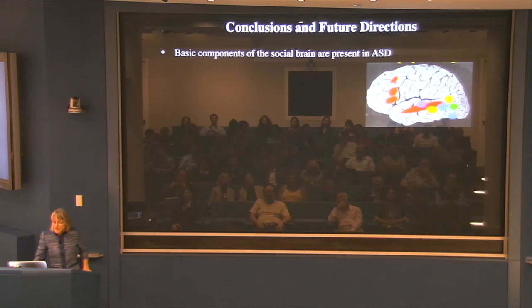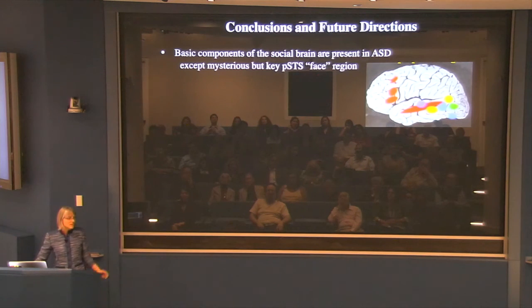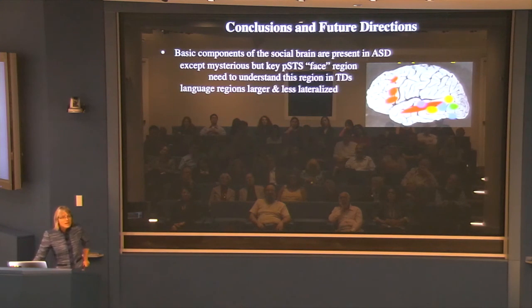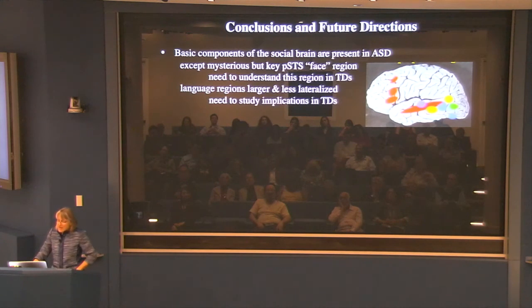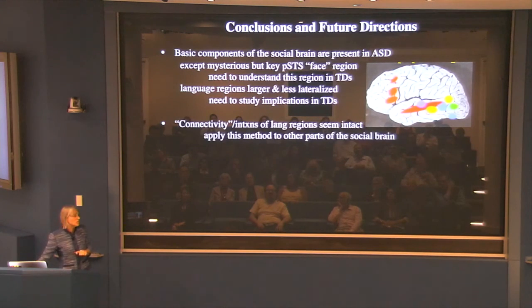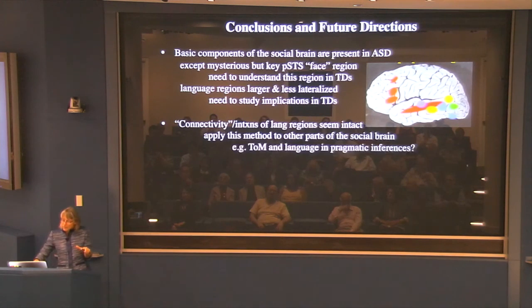Okay, so to wrap up, where are we? I would argue that the basic components of the social brain are pretty much present in people with autism, except possibly for that STS face region that isn't a face region. And I think we need to understand that region much more in typical subjects. There's a few subtle differences, like the language regions are slightly larger, they're less lateralized, and I think we need to know what the size of language regions and their lateralization means in typical subjects to understand that better. In terms of the way these regions interact, those look very similar from that resting functional study that I showed you for the language system. We need to look more at that method with the other regions.